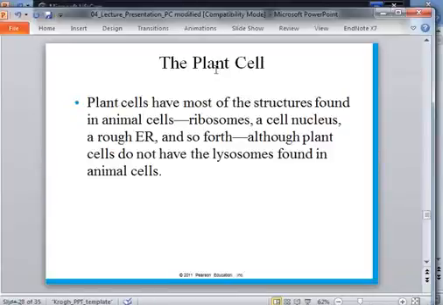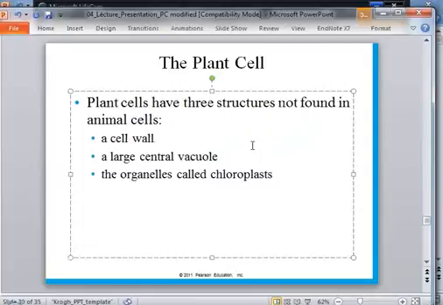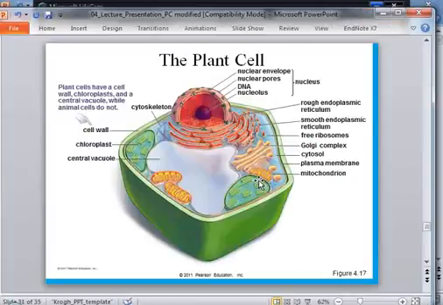Let's talk about a few things that are cool about plant cells. Plant cells have everything that animal cells do, but they get a few bonuses. These include a cell wall, a large central vacuole, and organelles known as chloroplasts. And so here's a picture of our cell.